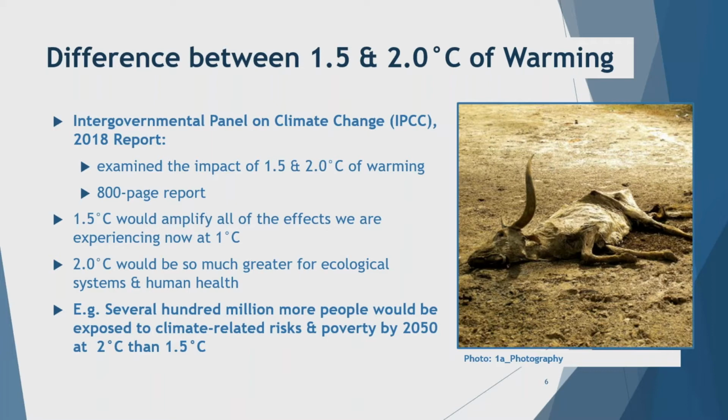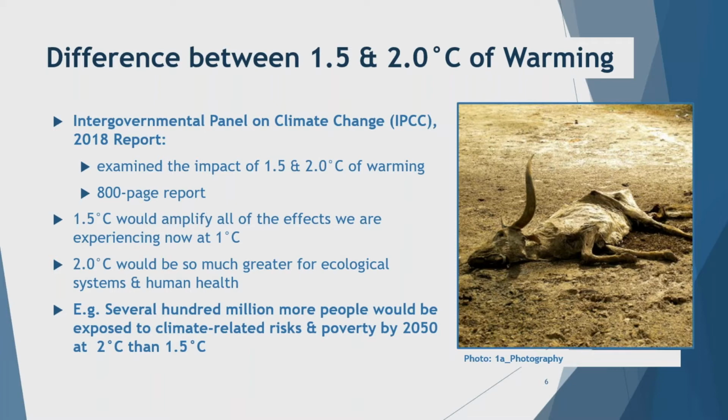Out of that, the Intergovernmental Panel on Climate Change came away and prepared an 800-page report with scientists from all around the world, and they examined what the impacts of 1.5 and 2 degrees of global warming would mean for human systems, for ecosystems, for human health. They had many different indicators, and with each one, they indicated how strong the evidence was for each of those impacts. What they described was that 1.5 would amplify all of the effects that we're seeing now at 1 degree of global warming, and that 2 degrees would be so much greater.